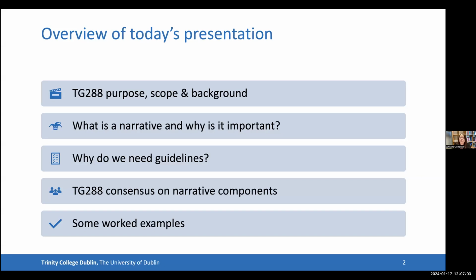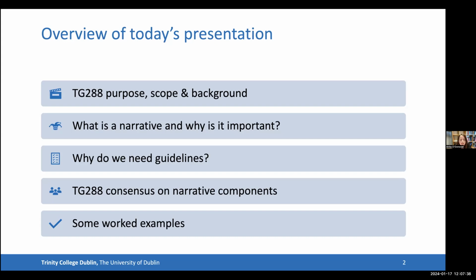So what I was going to cover today was, first of all, give you some background on TG 288. So what was the purpose, the scope, and background information. What is a narrative? I'm sure you all know what it is, but why it's important for radiation therapy, particularly for incident reporting and learning for patient safety. Why do we need guidelines? Some would say a narrative is intended to be free form. So why was this group convened, I suppose, and what is the purpose of guidelines in the first place, or what do we have already?